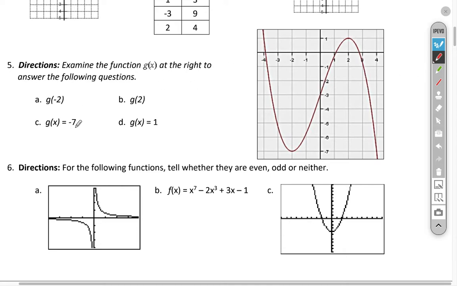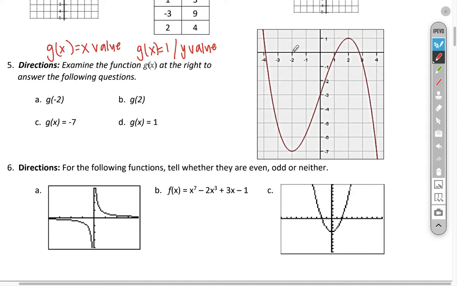All right, number 5 says examine the function g of x at the right to answer the following questions. So we need to remember that g of x is our x value, and g of x equals a number is our y value. So what this is asking us to do is just to find the ordered pairs that belong to these numbers on the graph. So g of negative 2 means that we need to look at x equals negative 2.